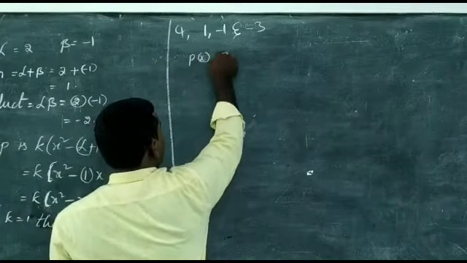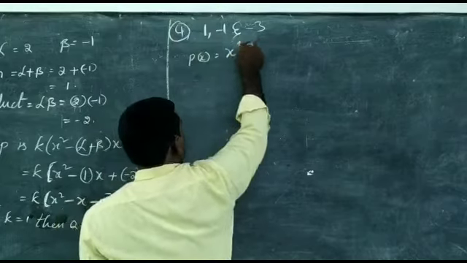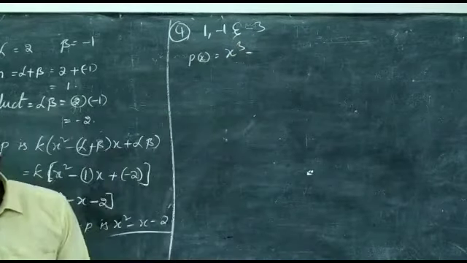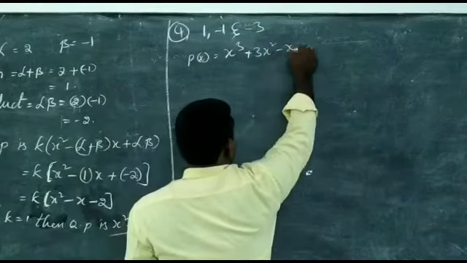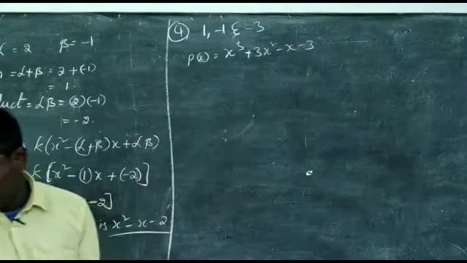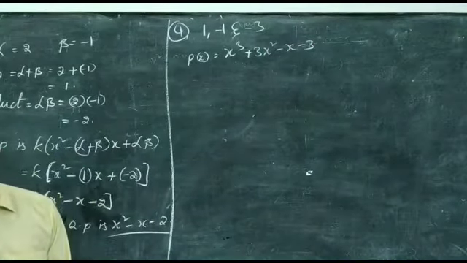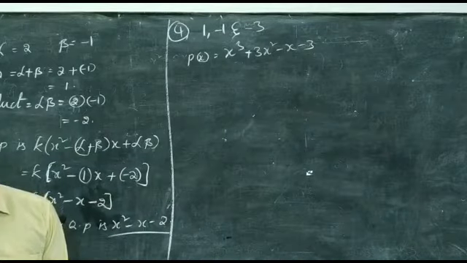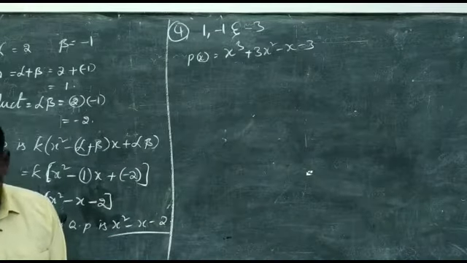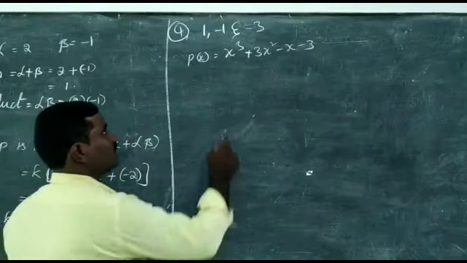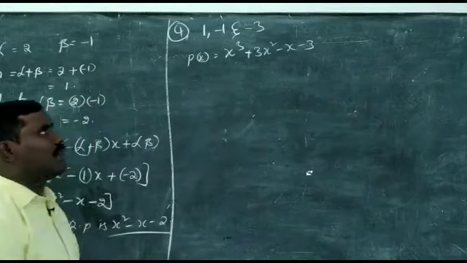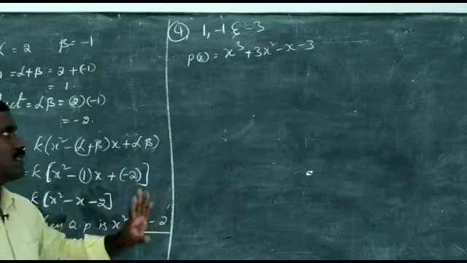The polynomial is x cube plus 3x square minus x minus 3. It is a cubic polynomial, and we check the relationship between the zeros and coefficients of the polynomial. First I am observing whether 1, minus 1, minus 3 are the zeros or not, checking.